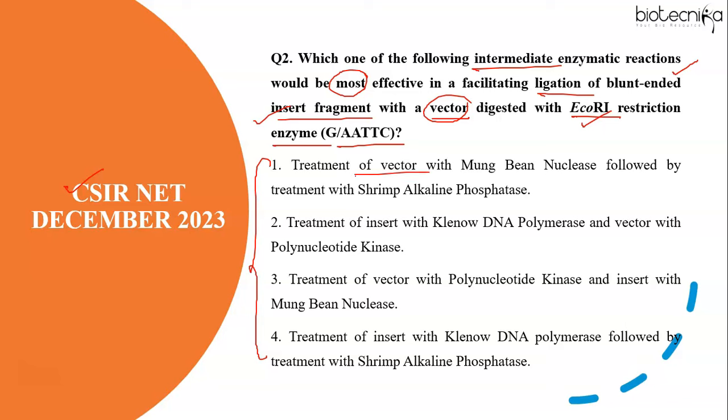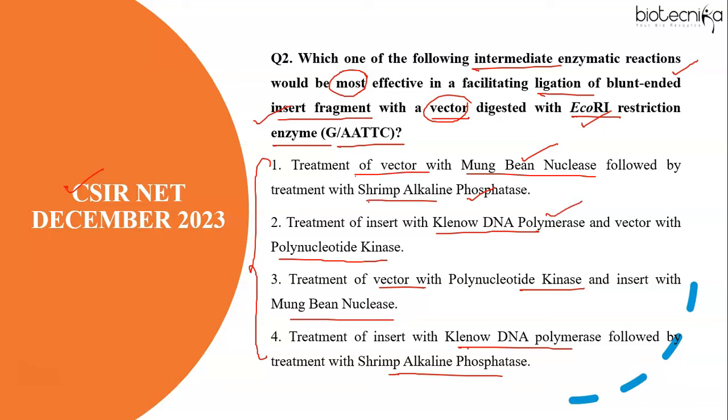Option 1 is treatment of vector with mung bean nuclease followed by treatment with shrimp alkaline phosphatase. The second option is treatment of insert with Klenow DNA polymerase and vector with polynucleotide kinase. The third option is treatment of vector with polynucleotide kinase and insert with mung bean nuclease. And option 4 is treatment of insert with Klenow DNA polymerase followed by treatment with shrimp alkaline phosphatase. Now, to answer this question, you need to be familiar with DNA manipulating and modifying enzymes like mung bean nuclease, alkaline phosphatase, Klenow DNA polymerase and polynucleotide kinase.